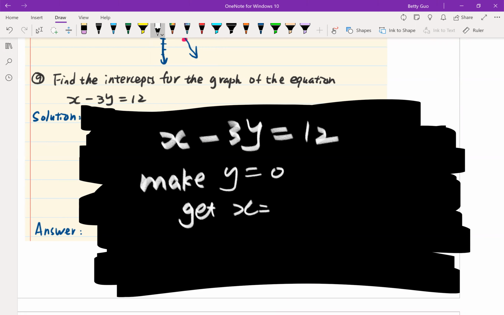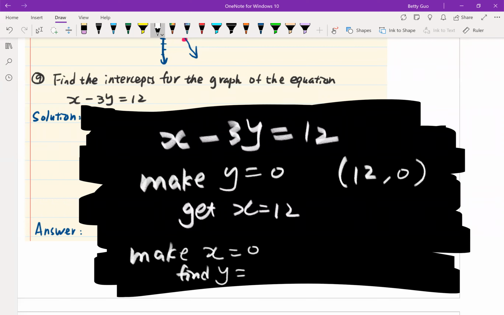Remember, if the equation is in the standard form, finding the intercept is very convenient. As y equals 0, what is x? 12. Yeah, exactly. So the x-intercept is 12, 0. Okay? In order to find the y-intercept, we make x be 0. We make x be 0. And we find y equals what?